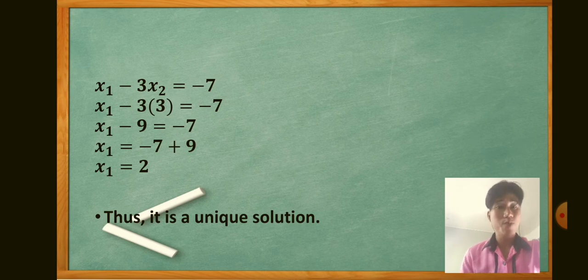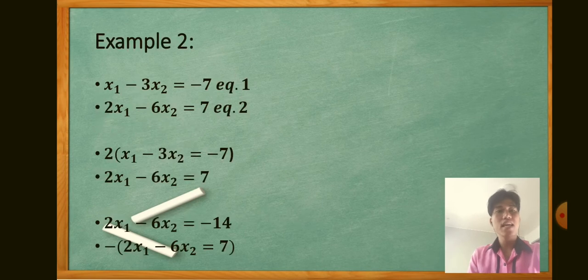So transpose: x1 is equals to negative 7 plus 9, so x1 is equals to 2. Therefore, x1 is 2 and x2 is 3. Thus, it is a unique solution because it has only one solution. Another example, example number 2.